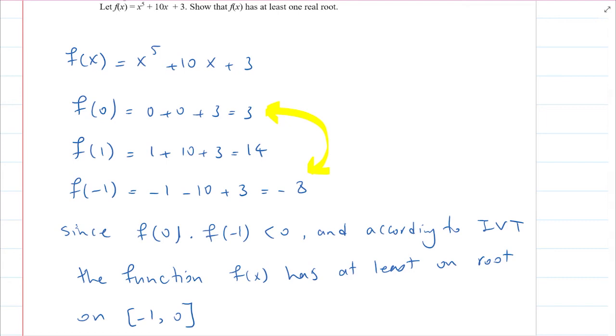So this is one application of intermediate value theorem, which is commonly the case in first year calculus.